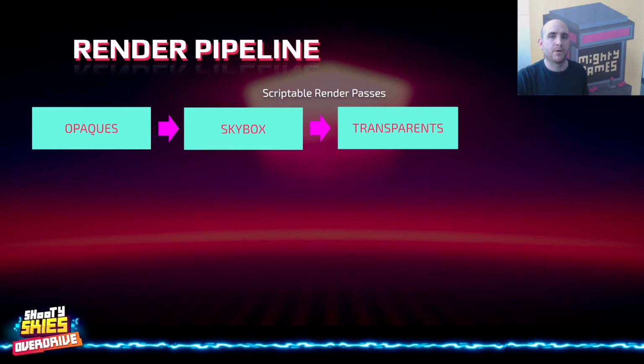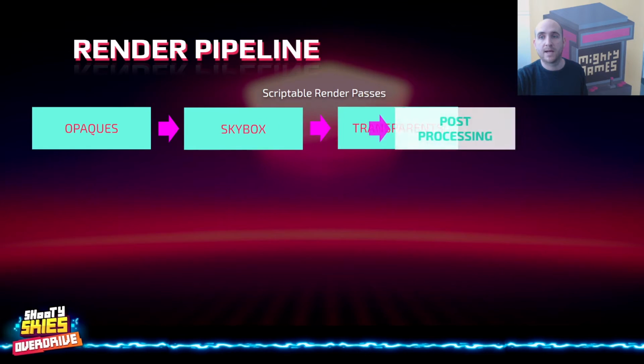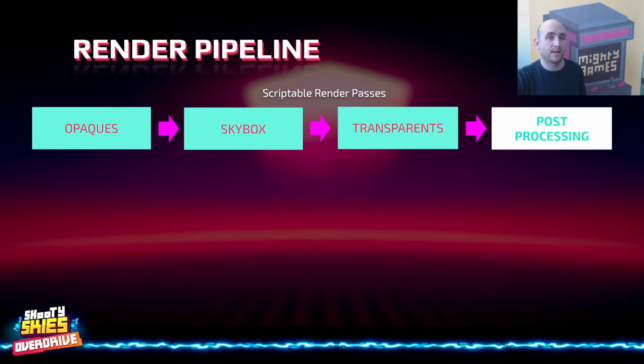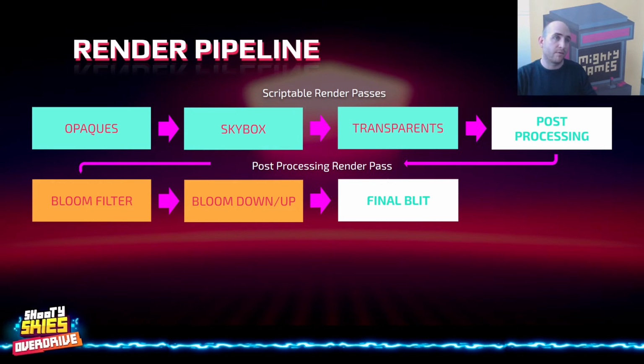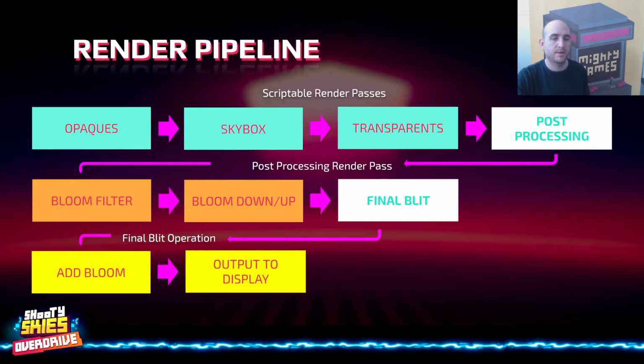So in order to take that optimized bloom and put it in the game, we started looking at using our own scriptable render pass. So we would have our render pass for opaques, our skybox, and our transparents, and then we had our own render pass for post-processing that we added on at the end, removing Unity's post-processing. We basically rewrote Unity's post-processing pass, cleaned it out, and added only what we needed in a very explicit manner. Then we were able to do our bloom filter in there, our bloom down and up, mip-map render passing there, and then we were able to have our own final blit operation within that post-processing render pass, where we added our bloom and did our output to our display.